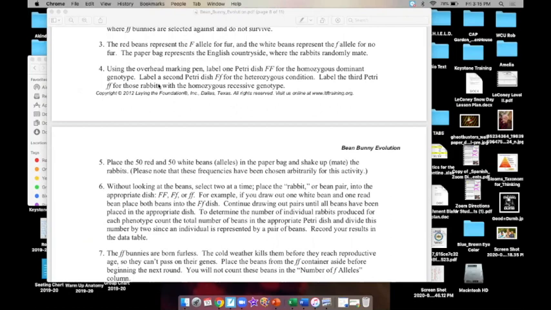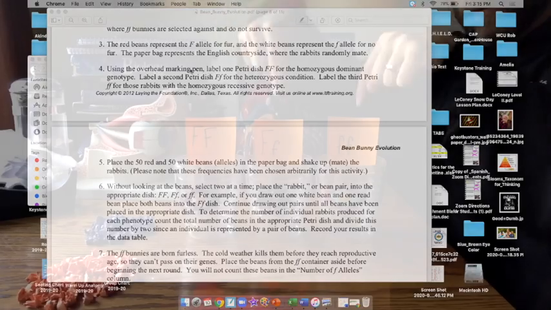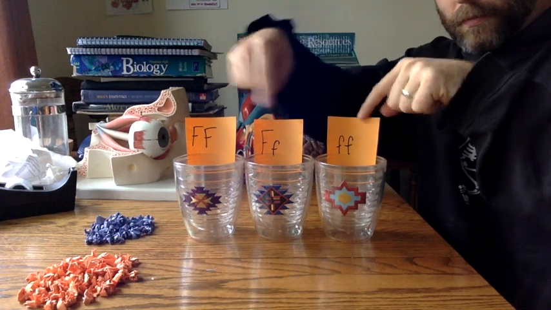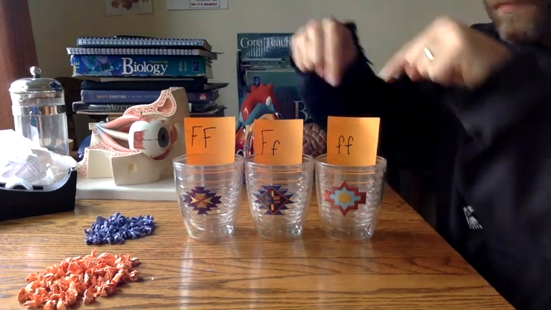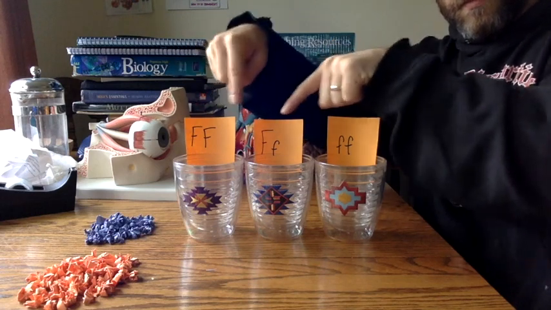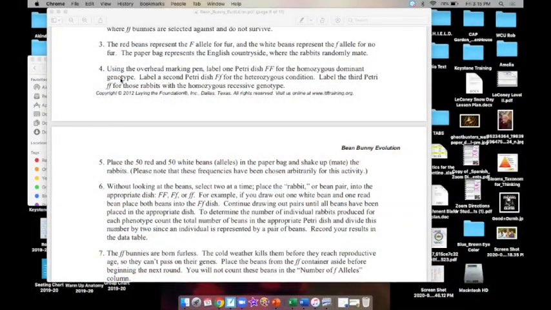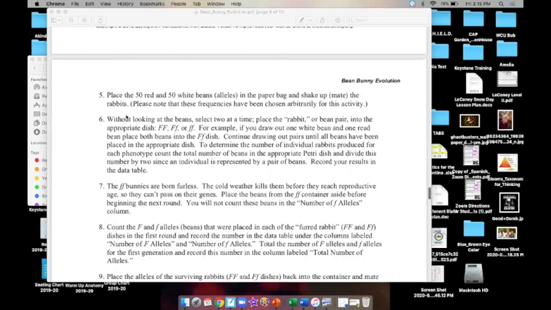Using the overhead marker pen, marker, whatever you got, label Petri dish. Again, I just wrote on a sticky note and put it on a plastic cup. And write big F big F on whatever container you're using for the homozygous dominant genotype. Label the second one big F little f, and label the third one little f. And that's going to be your dead rabbits.